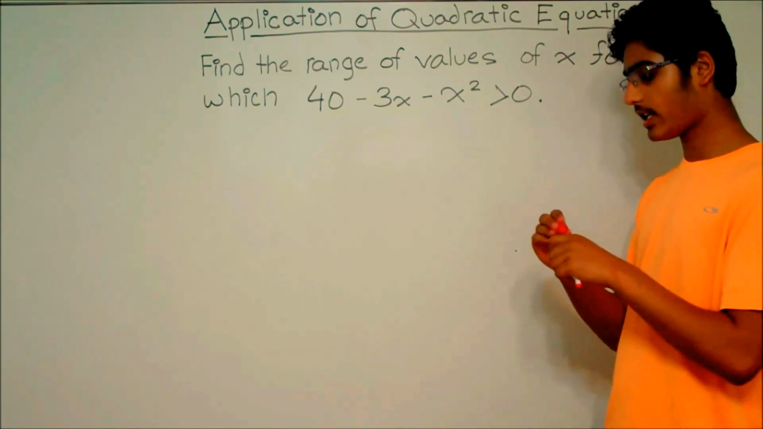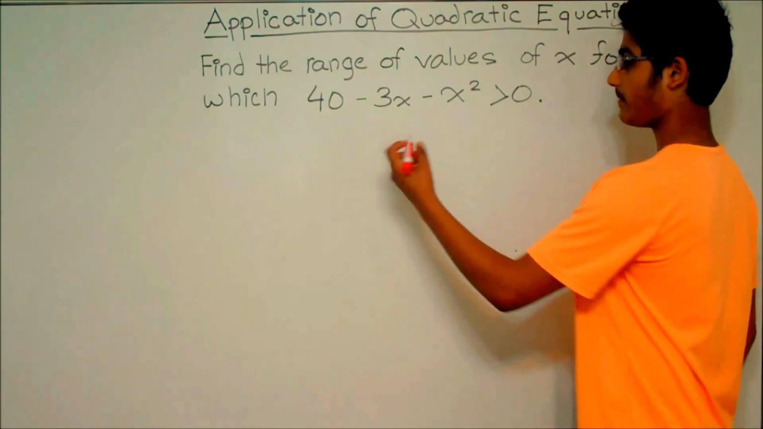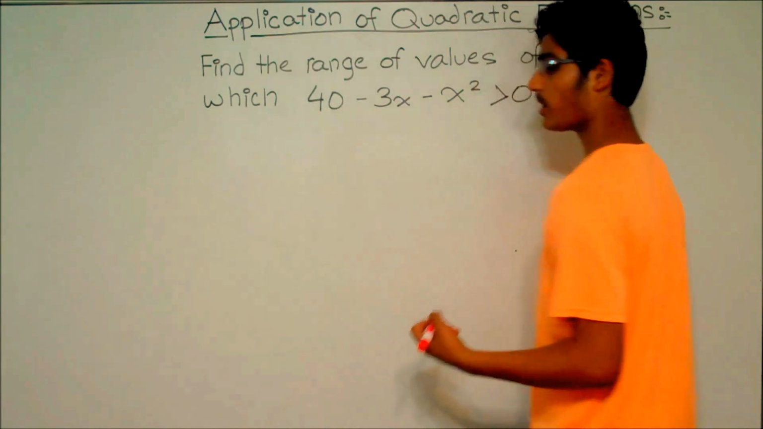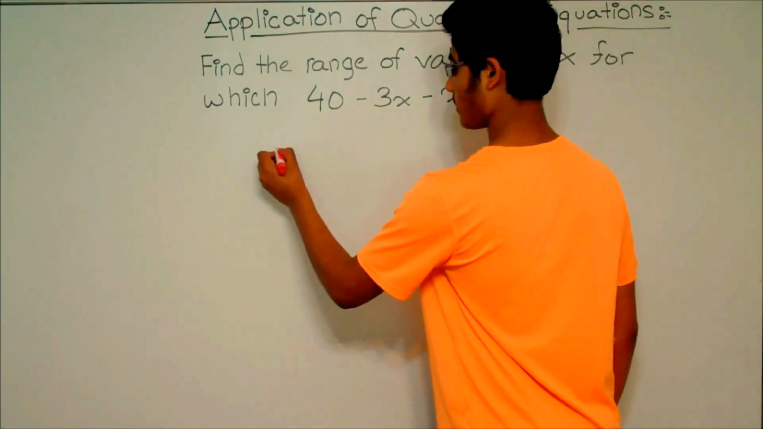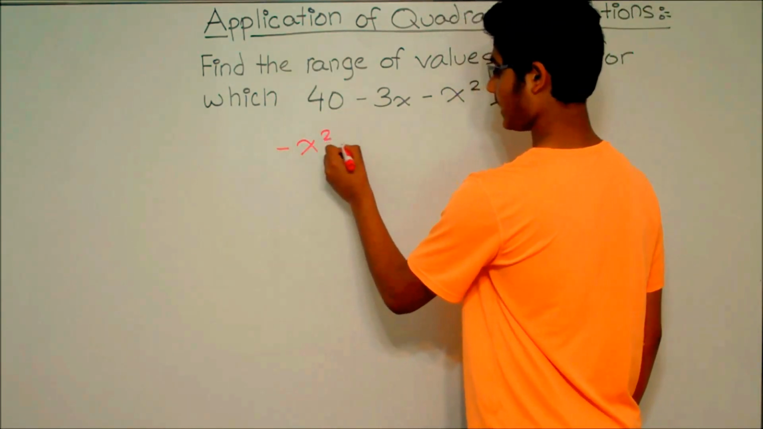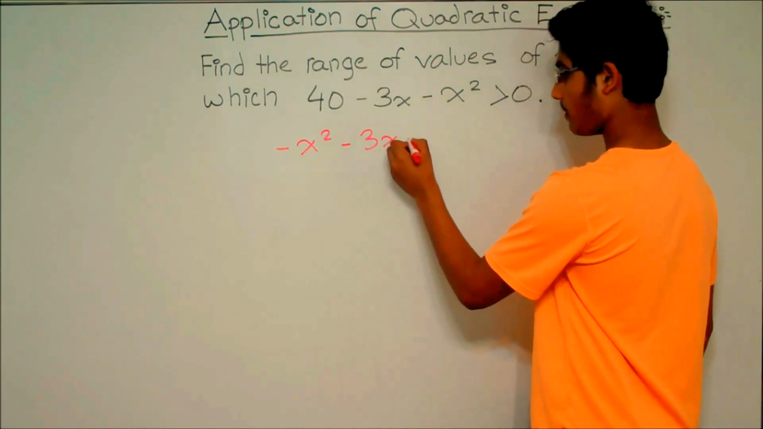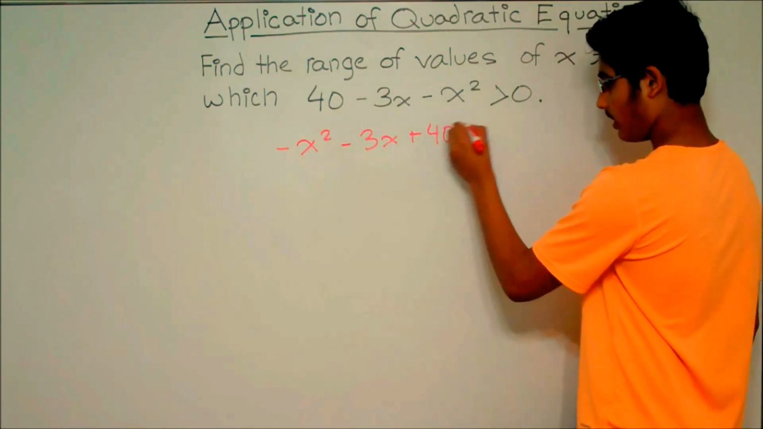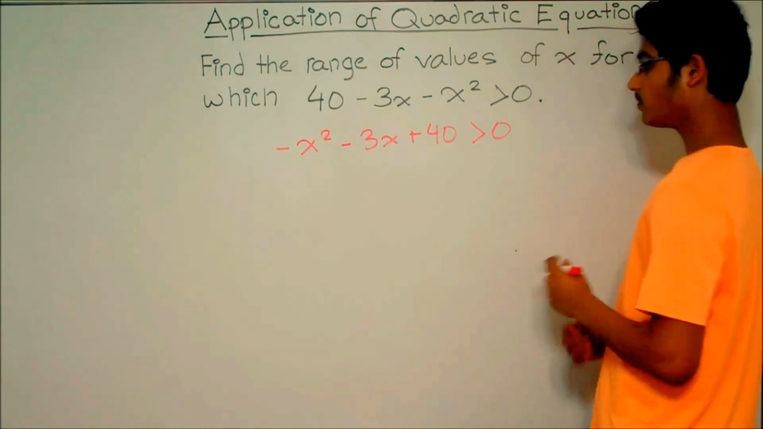But before we get started, let's first arrange this in the regular format, which would be ax squared plus bx plus c. So it's negative x squared minus 3x plus 40 is greater than 0.